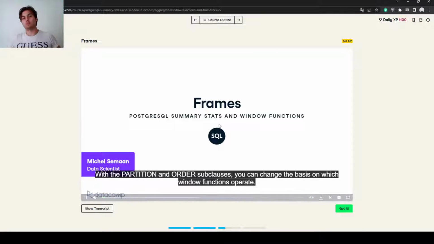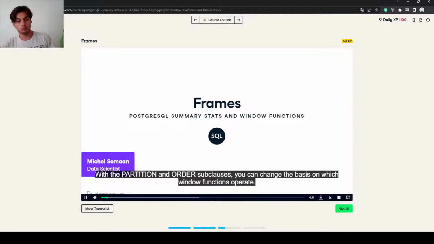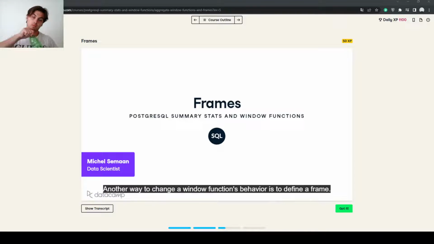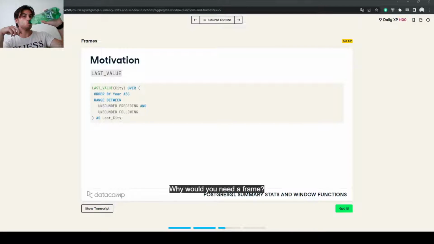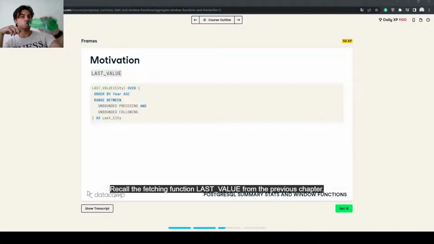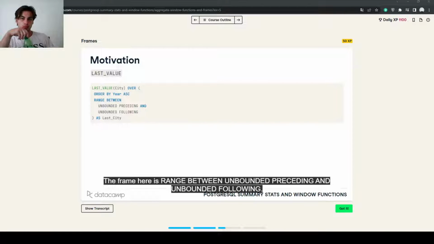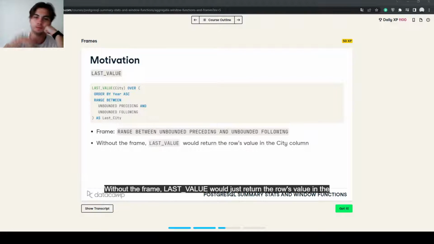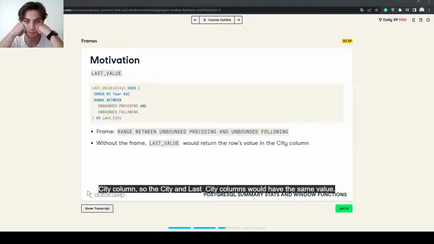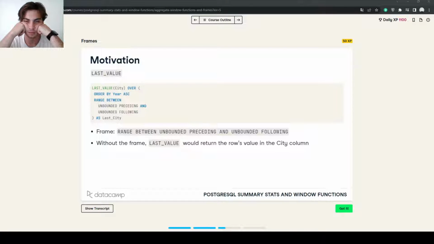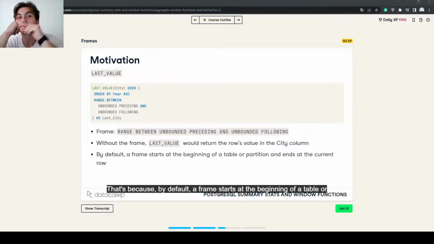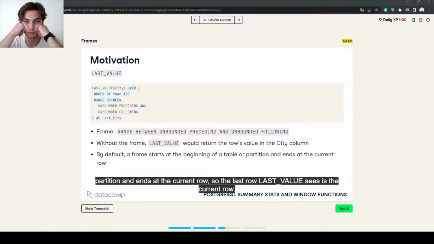With the partition and order subclauses, you can change the basis on which window functions operate. Another way to change a window function's behavior is to define a frame. Why would you need a frame? Recall the fetching function last value from the previous chapter. The frame here is range between unbounded preceding and unbounded following. Without the frame, last value would just return the row's value in the city column. So the city and last city columns would have the same value. That's because, by default, a frame starts at the beginning of a table or partition and ends at the current row. So the last row last value sees is the current row.